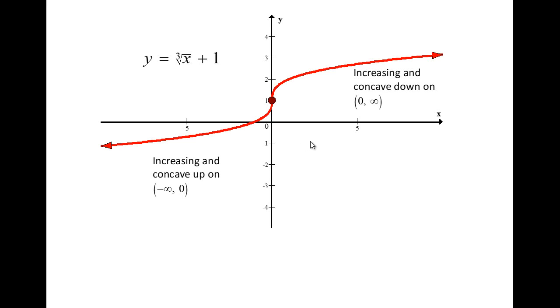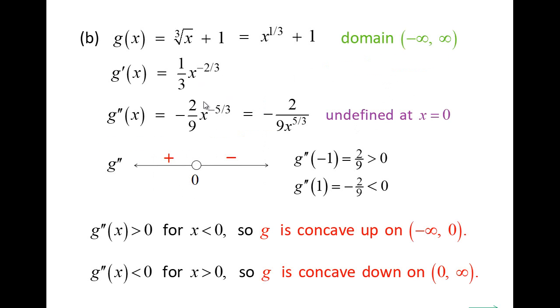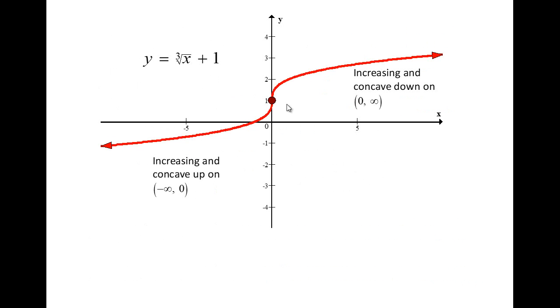Here is the graph of the function that we have looked at. The y is cube root of x plus 1, and you can see that. Remember, at the point 0, when x is 0, the derivative was undefined. So if I go back, notice that the first derivative, because of the negative exponent here, is undefined at 0, and the second derivative is also undefined at 0, and that is reflected here.